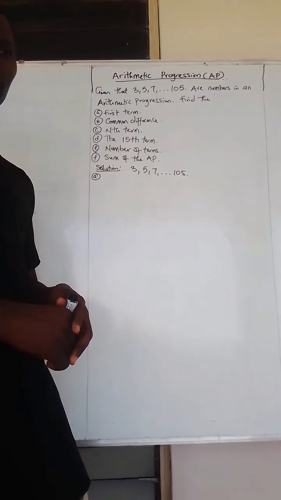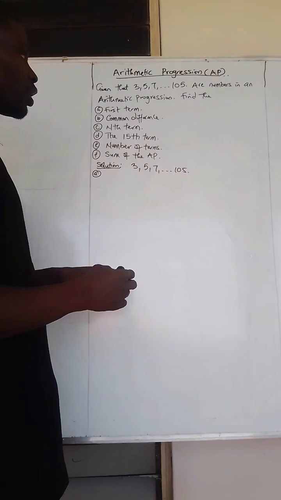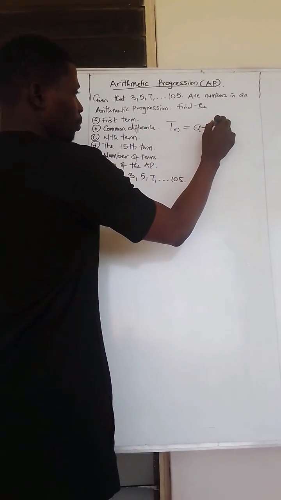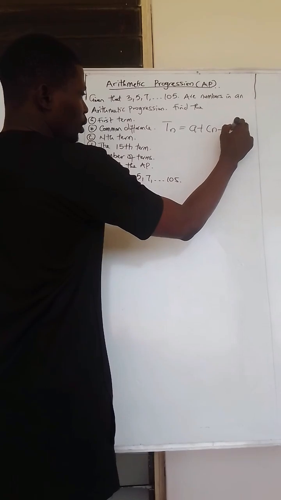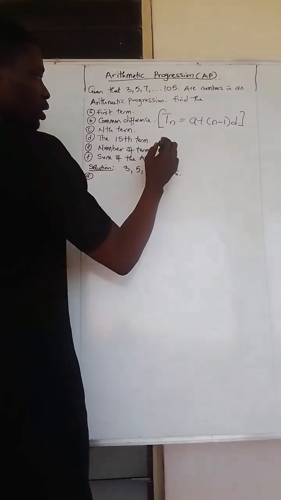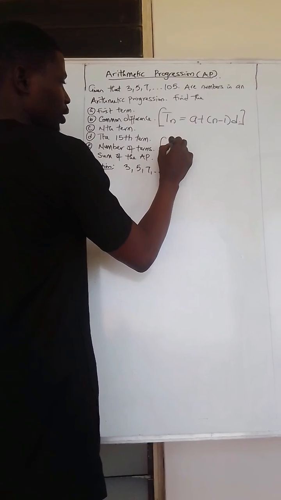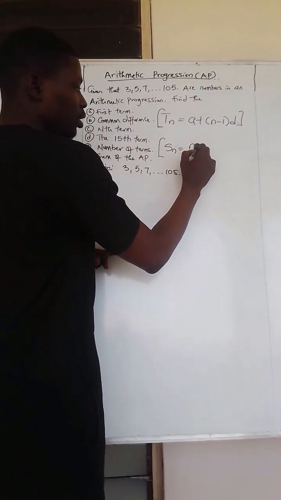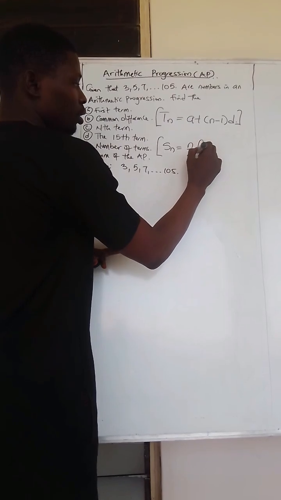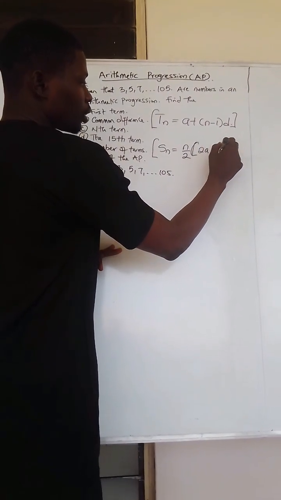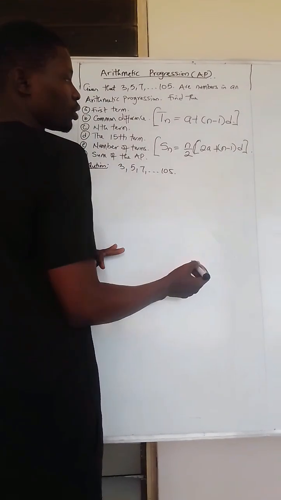In an arithmetic progression, we have two major formulas. The first formula is Tn is equal to a plus n minus 1 d. The second formula has to do with the sum of the nth term, the sum of numbers, and that is Sn equals n over 2 into brackets 2a plus n minus 1 d, and then we close it.